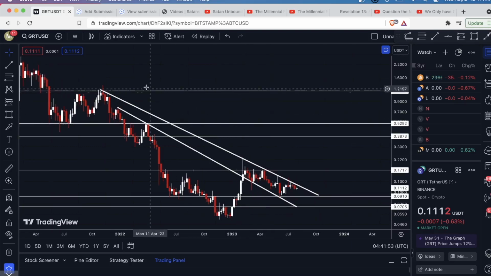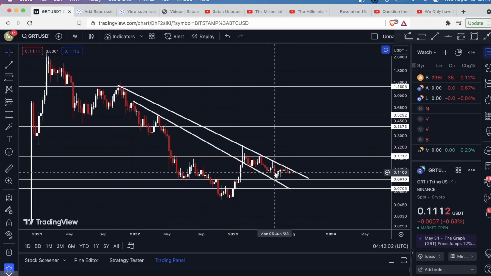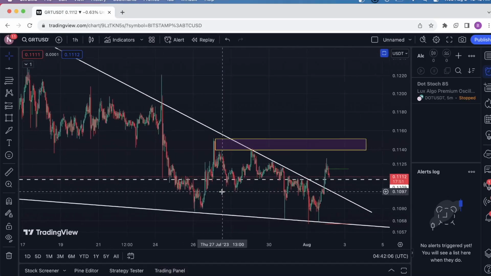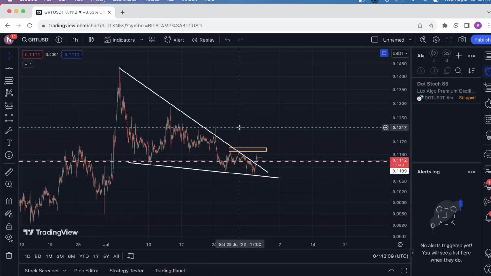But yeah, for my trading balance for a weekly or daily swing trades, I'm not going to enter until this breaks, right? But so far it looks pretty good. Now, if I was to take a short-term trade on this, let's switch the chart here and take a look at the hour time frame.